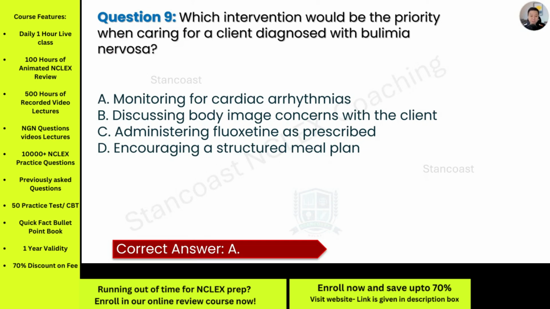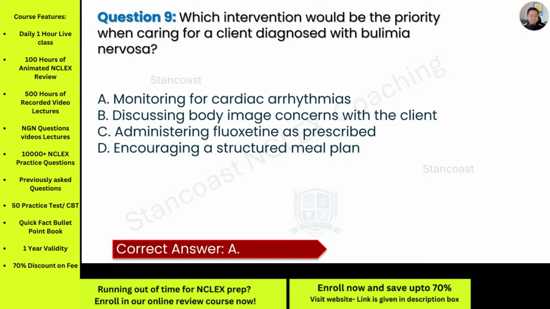of the most dangerous. Take note that they will frequently have vomiting, excessive use of laxatives, and misuse of diuretics, which can lead to significant disruptions in their electrolyte levels, particularly potassium. And this can lead to cardiac dysrhythmias, which can be life-threatening if not managed promptly. So take note. You've got to monitor this client for cardiac dysrhythmias. This is the priority intervention.